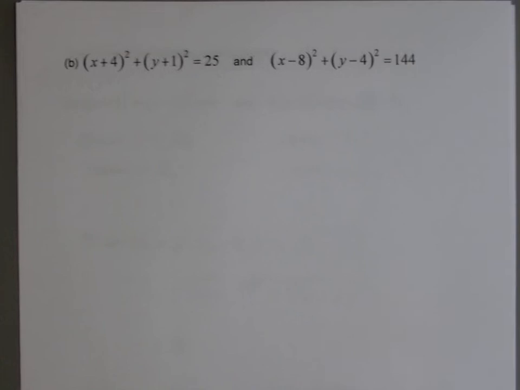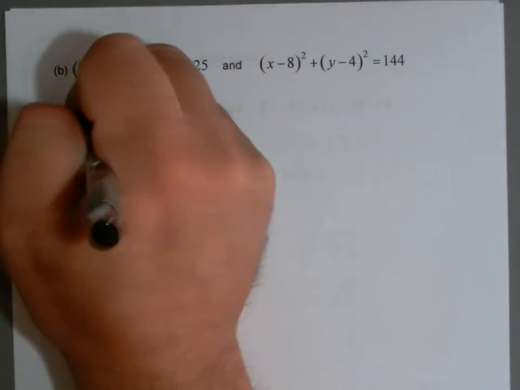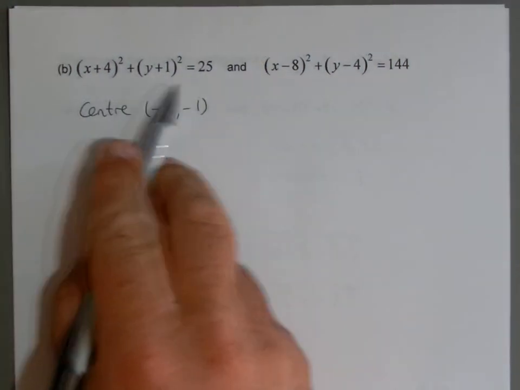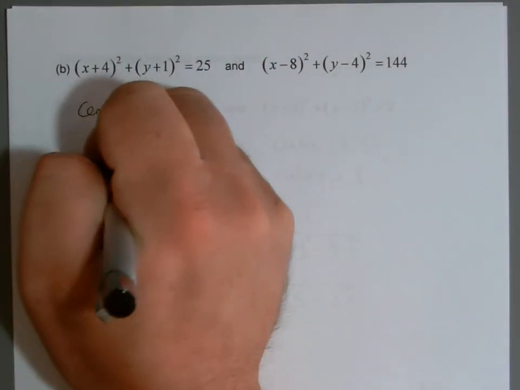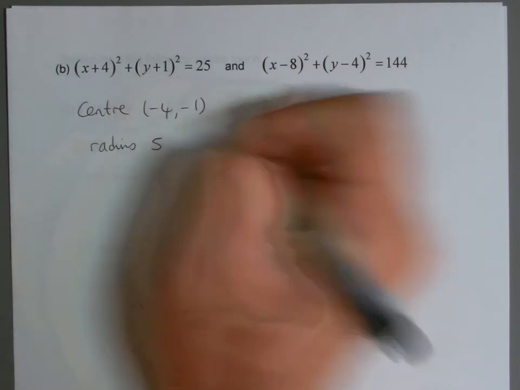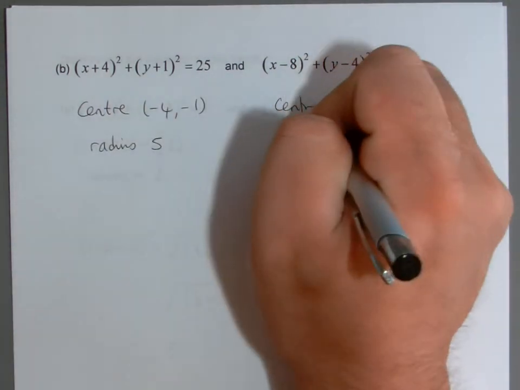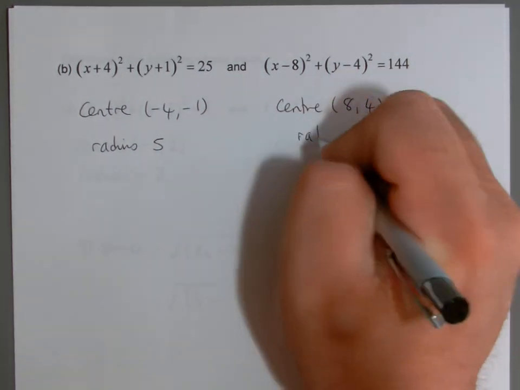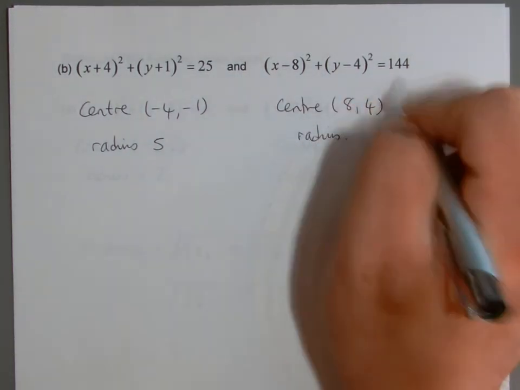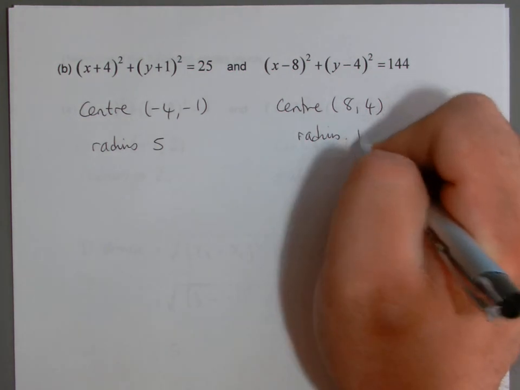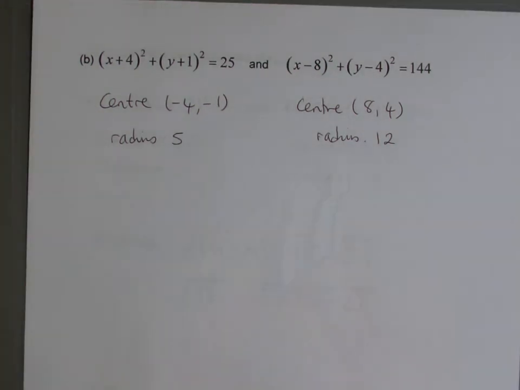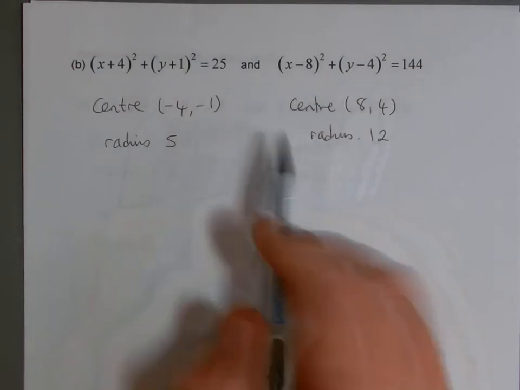Let's look at a second example, right? So we've got here the center to be -4, -1 in this case, and the radius will be the square root of that, so the radius will be 5. Here the center will be 8, 4, and the radius will be the square root of that, so the radius will be 12. So you can see when you add the radii together you get 17. Let's see if the distance between these two is 17.